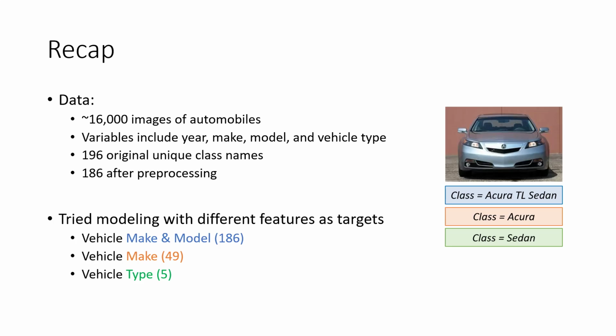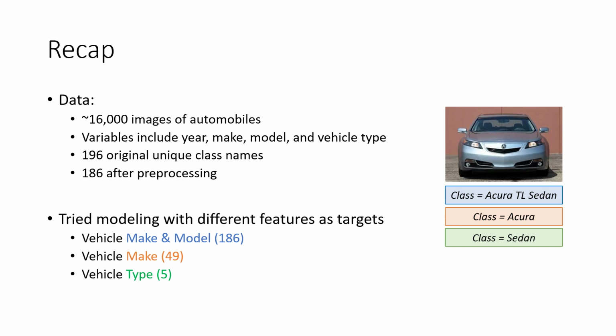So to recap, our data set has about 16,000 images as it stands, with no augmentation or anything like that. They were originally labeled each as a unique class, and a class was defined as the combination of make and model. There were 186 models after pre-processing and some data editing.